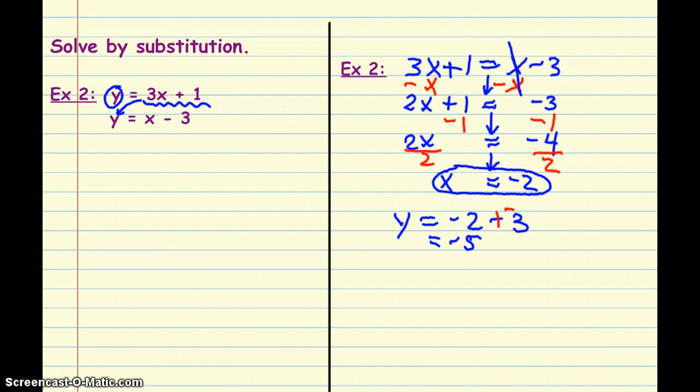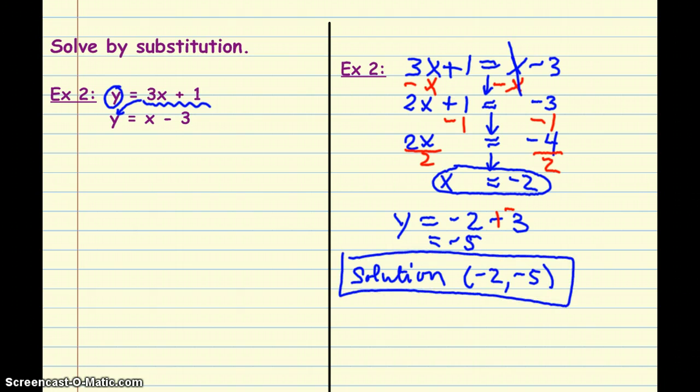So from here, we have our coordinate pair for our solution. And it's negative 2, negative 5. So if we were to look at a graph, this is where we would see these two equations intersect.